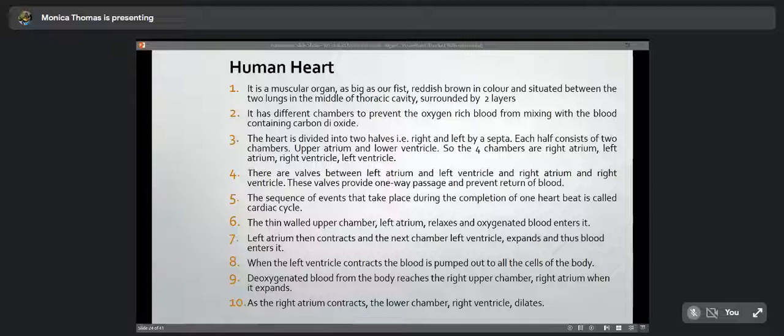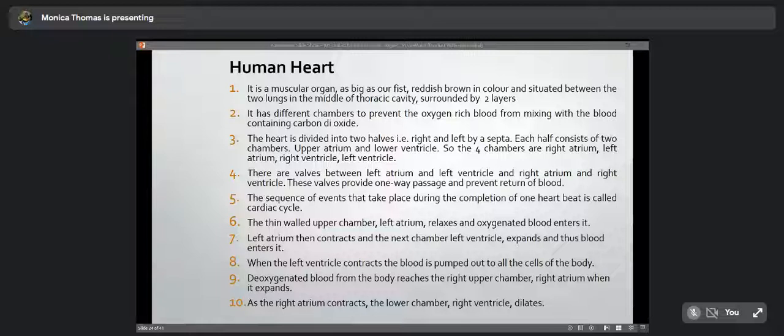Okay? How is it? It is muscular. And where is it located? It is on the left-hand side here. So it is located where? In the middle of the thoracic cavity. So this is our chest, thoracic cavity. So in the middle, it is located over here, surrounded by two layers. That's it. Between two lungs. Okay? This is the first point. What is the next point?